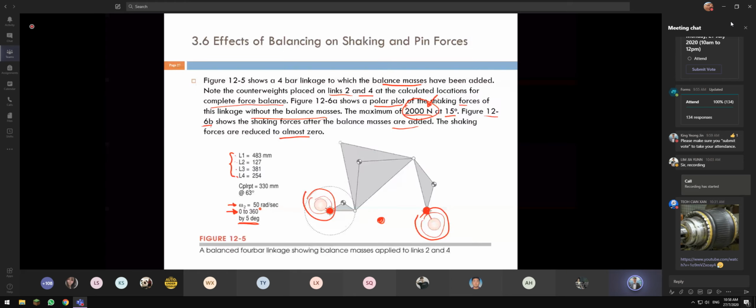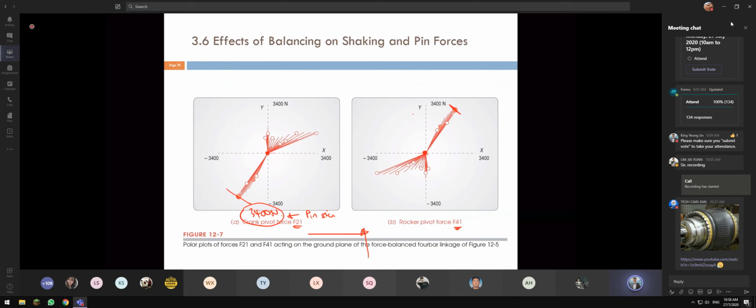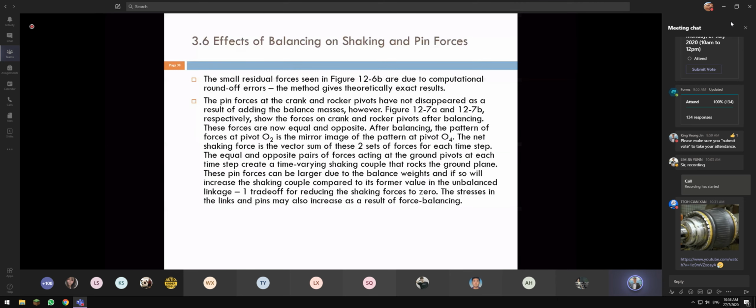But when you put the balancing mass, relatively you reduce the amount, so you can see that your connection at the O2 and the O4 can also be reduced greatly. The small residual forces seen in figure 12-6b are due to computational round-off errors. The method gives a theoretically exact result. The pin forces at the crank and rocker pivots have not disappeared as a result of adding the balancing mass.